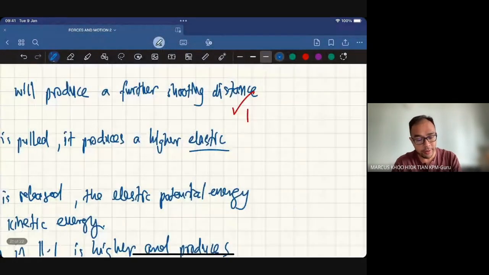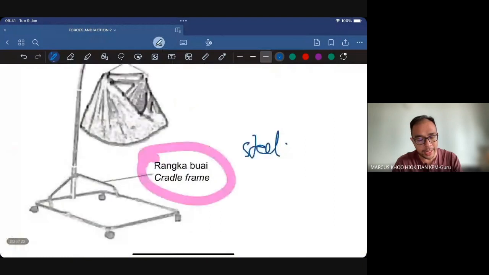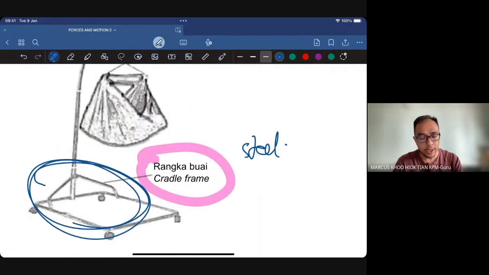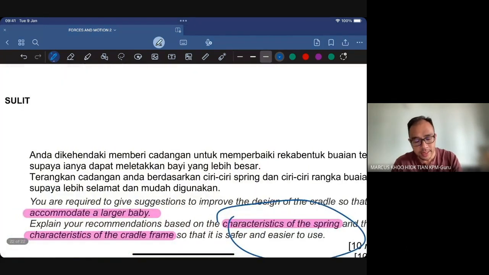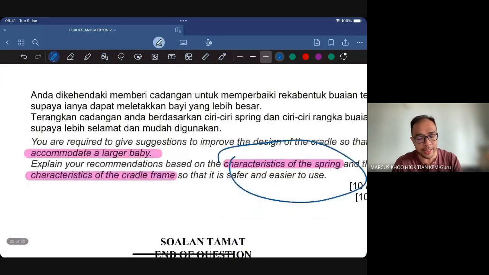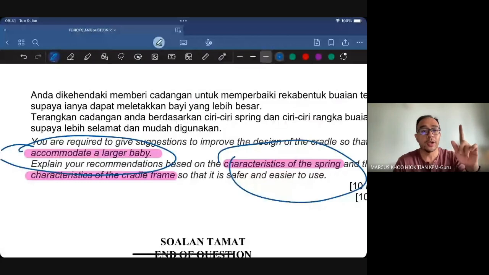Okay, this is the cradle frame. So you want the cradle frame to be a hard material, so that it lasts longer, so that it can accommodate a larger baby. That's all. Okay, so that it lasts longer, so that it's stronger, so that it can withstand more force. I think these are all possible good answers.